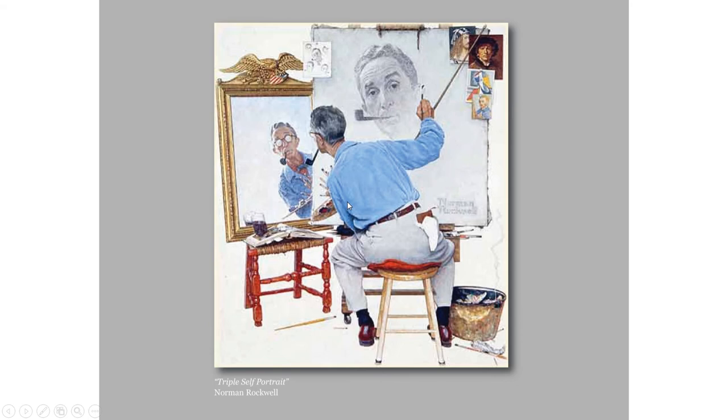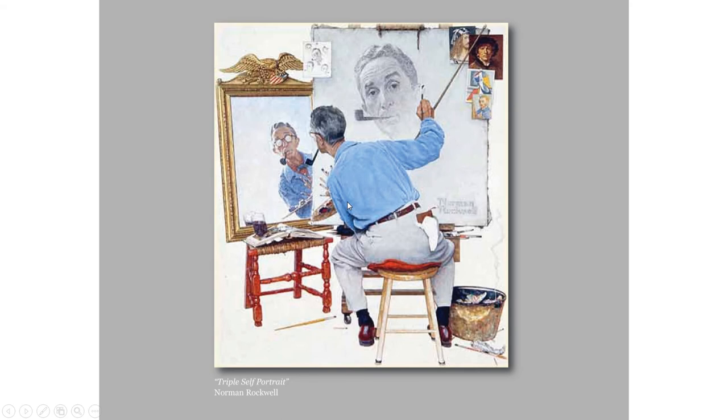What happens when we have a lot of lines and a lot of things that vie for our attention? All right, so this is a great example. This is Triple Self-Portrait by Norman Rockwell. And I said we focus on faces. There are so many faces in here. We have the Triple Self-Portrait. We have his sketches up here. We have a face on the eagle. We have all the artists that he's influenced by up here.